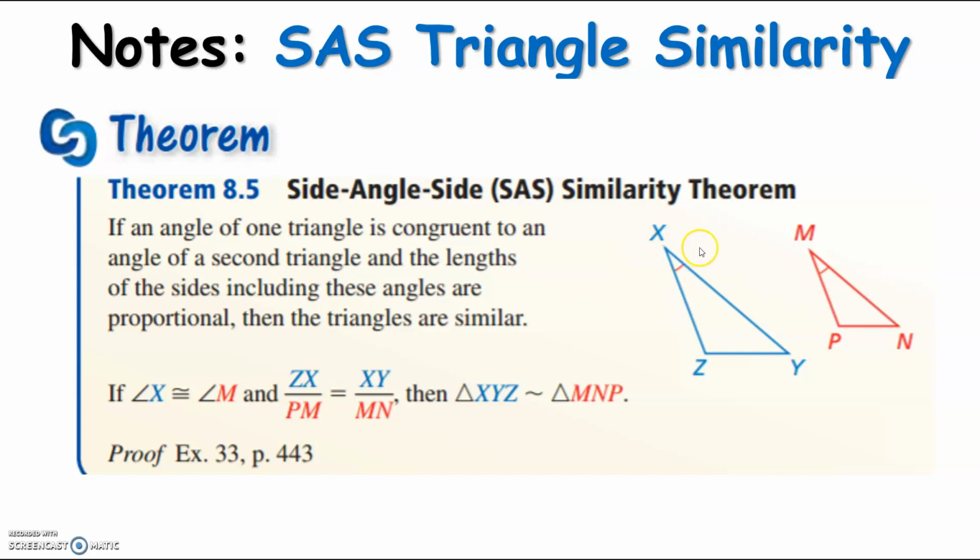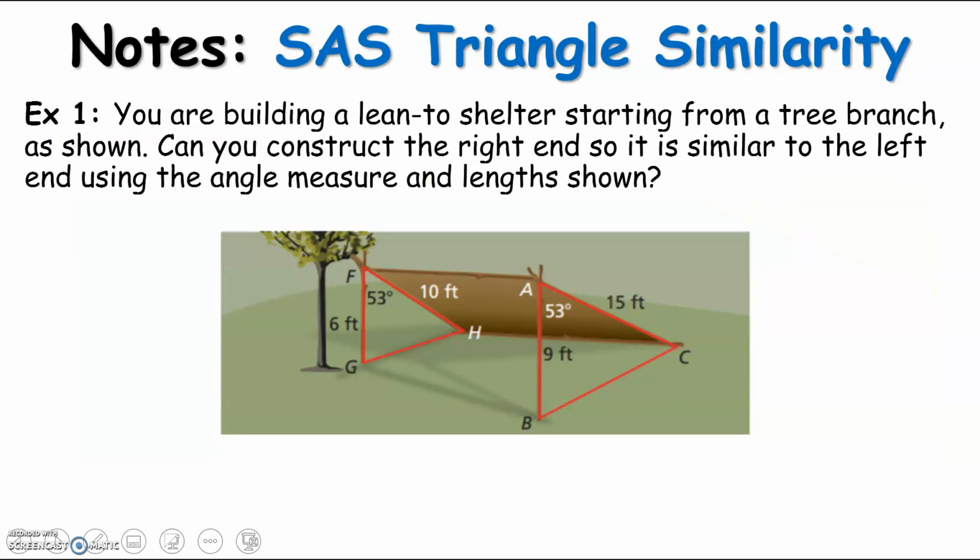So as we see here in the image, angle X and angle M are congruent, and side ZX over its corresponding side PM is equal to XY over its corresponding side MN. If this is the case, then we say that the triangles are similar. So let's take a look.